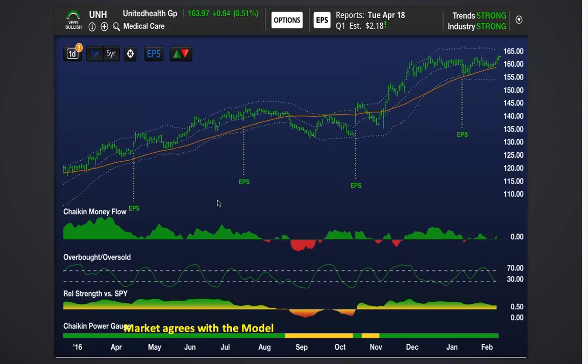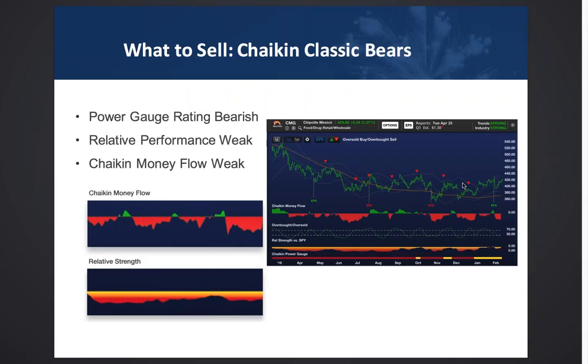And remember what we said, earnings surprises cause Wall Street analysts to raise their estimates. Sometimes stocks spike right after a positive earnings report, and you've got to wait for a buy point. You don't want to chase those spikes, but when they come at a low point, as they did in January, great buying opportunity. Now, our poster child for a bearish stock, we call them Chaikin Classic Bears.